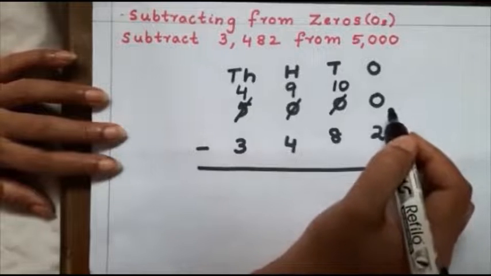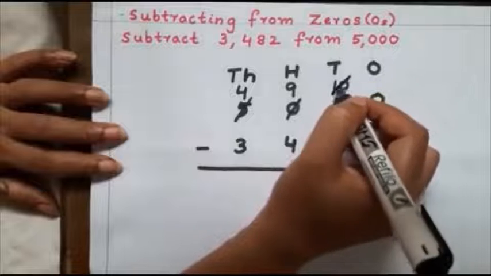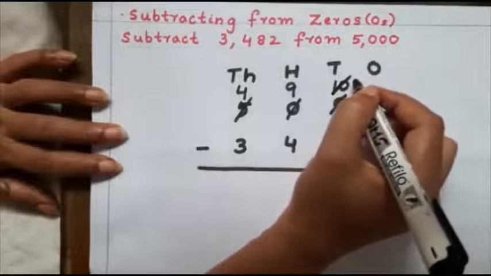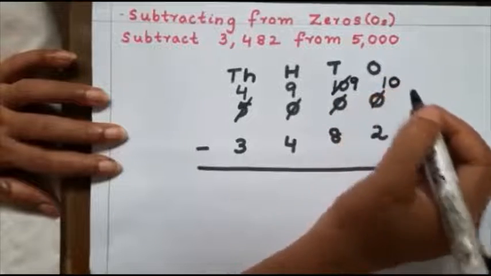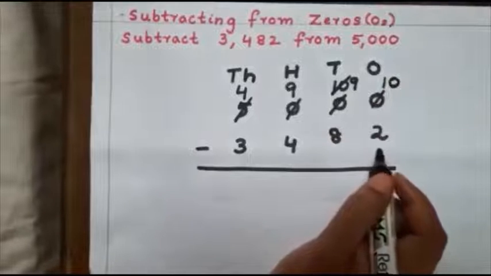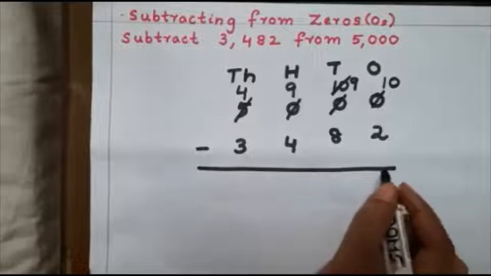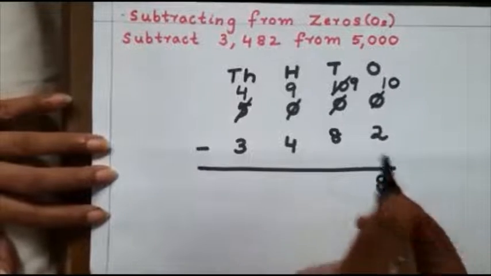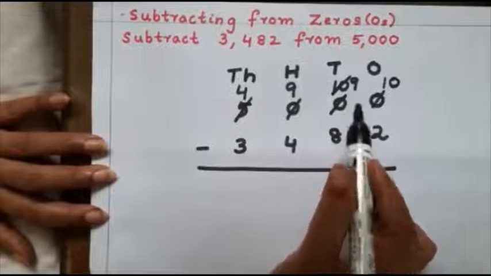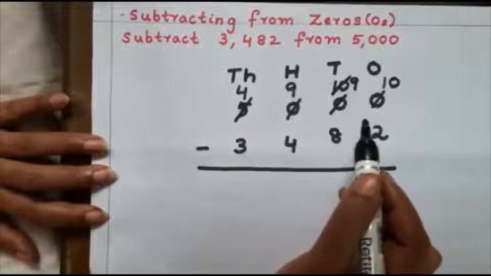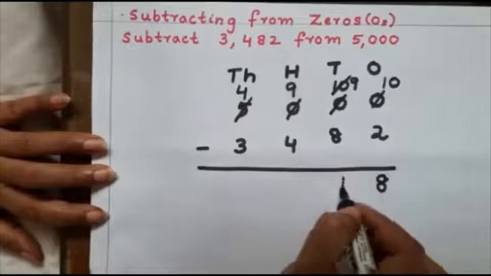Now start subtracting from the ones column once again. So here we can regroup from the tens column. So 10 tens become 9 tens and 10 ones. Now can you subtract 2 ones from 10 ones, children? Yes. So 10 minus 2 is 8 ones. Now move to the tens column. Here we have 9 tens. Can we subtract 8 from 9, children? Yes. So 9 minus 8 is 1.